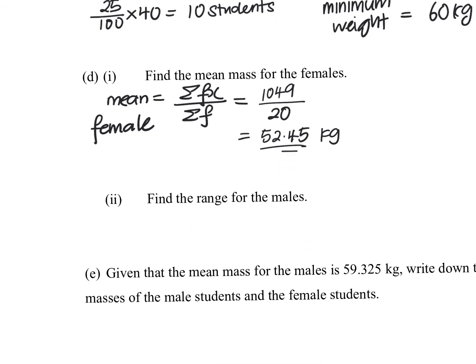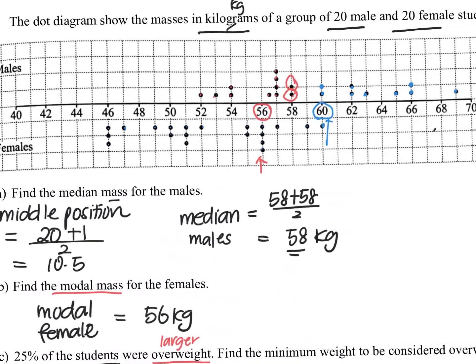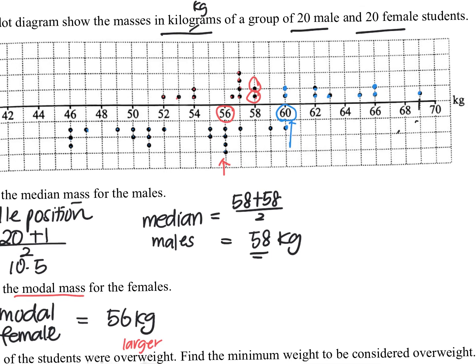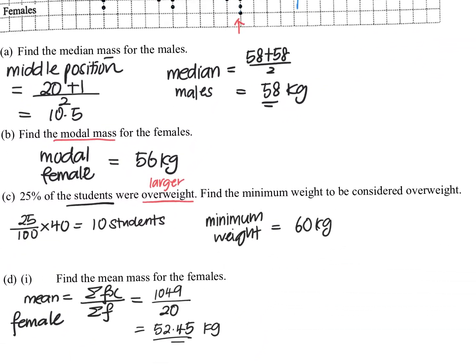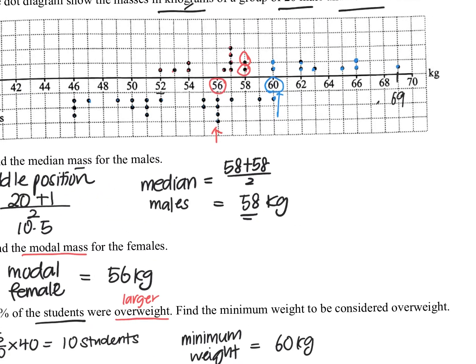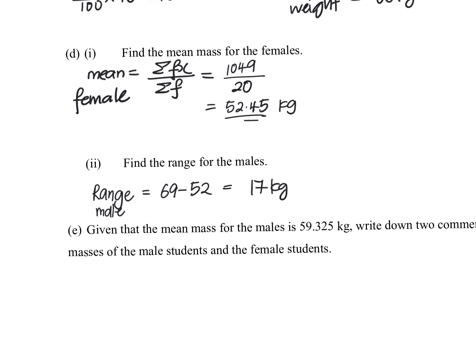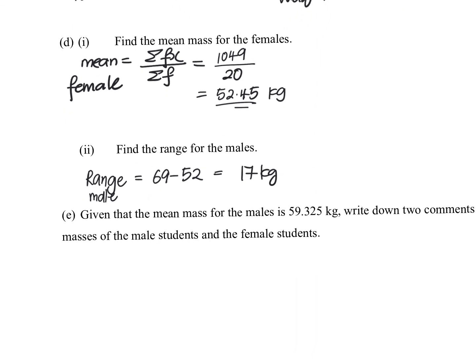Let's take a look at the next part of the question. Find the range for the males. Range is the maximum value minus the minimum value. My largest data for the male is 69. My smallest data for the male is 52. So 69 minus 52 kg will give me 17 kg.